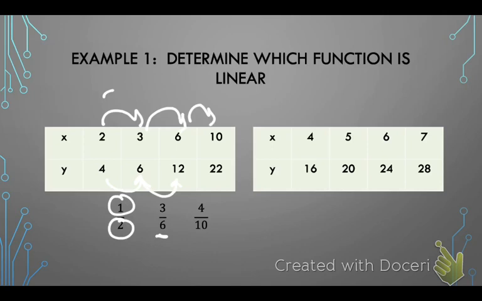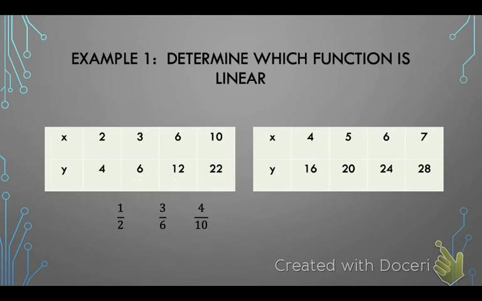And then this one is 4 over 10. Do all of these form the same ratio? Well, this is 1 over 2. This is 1 over 2. I don't think that's 1 over 2. That's 2 over 5. So is this linear? I'm going to guess no. Okay. So now let's look at the other chart. We want to look at the differences.